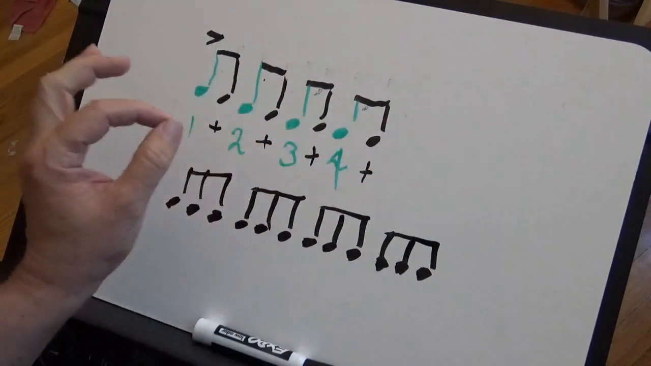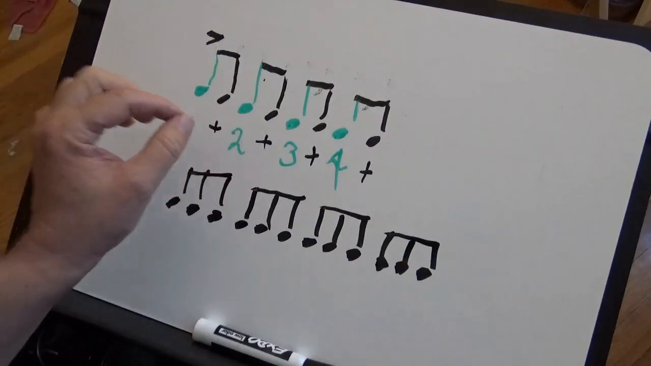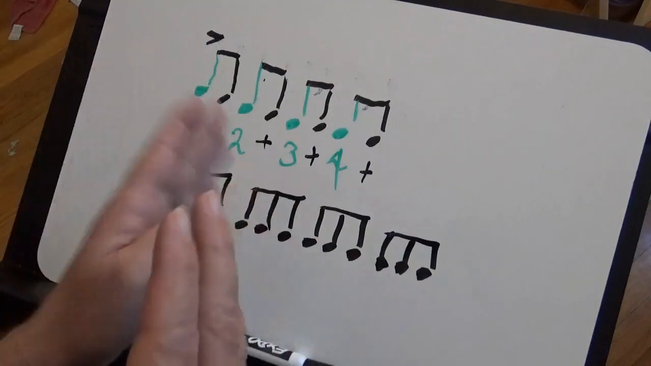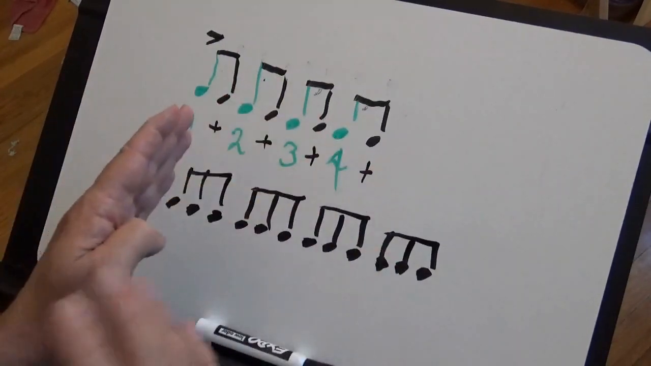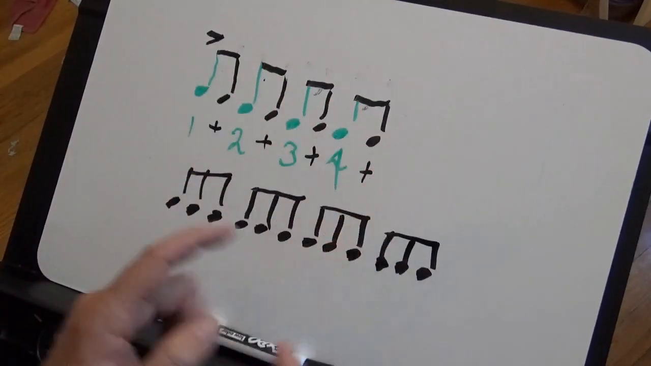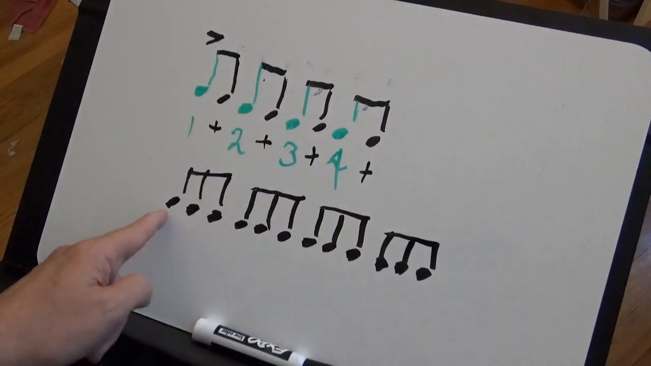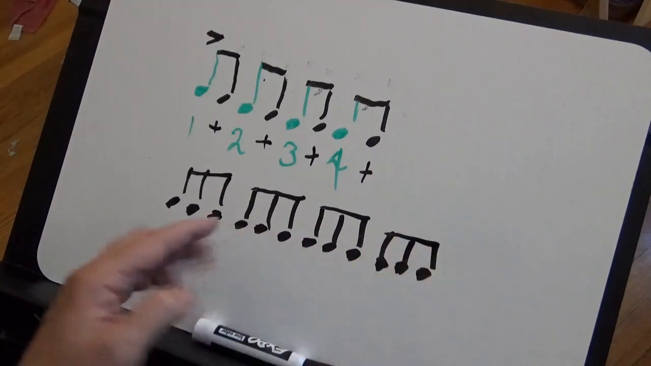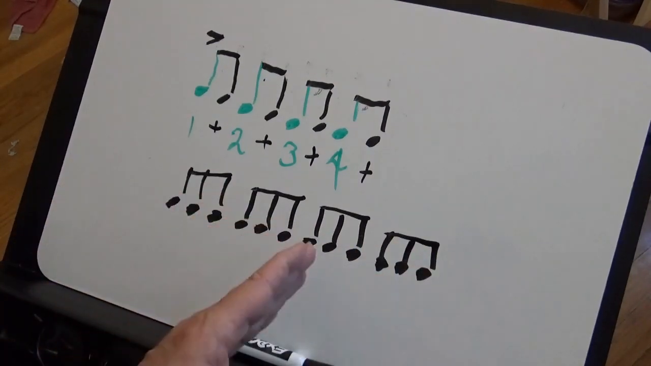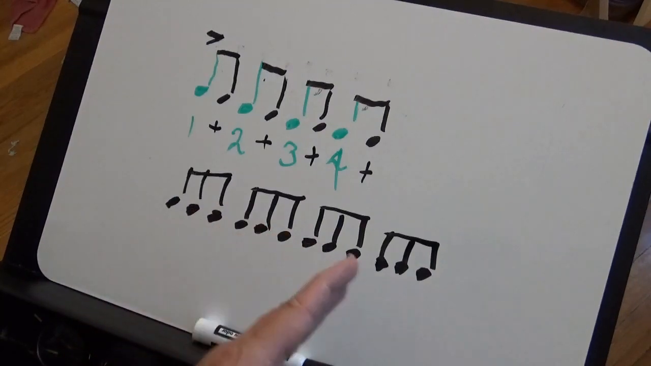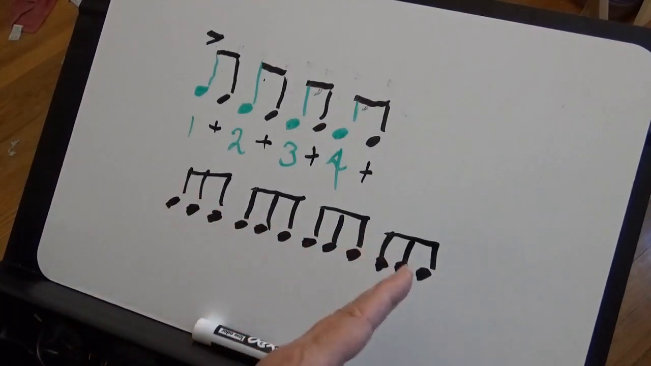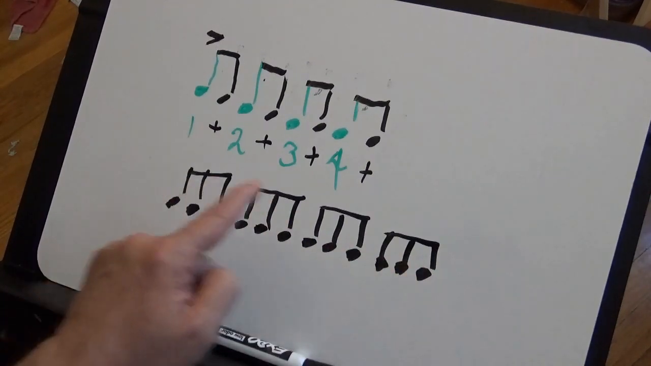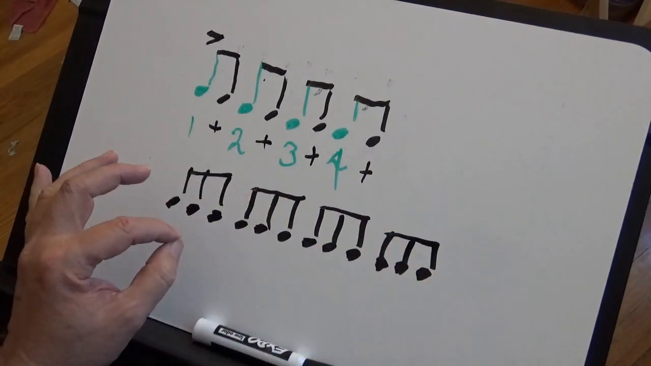Simple time because the beat is divided in half. 1 and 2 and 3 and 4 and 1 and 2 and 3 and 4 and. But here, each of these groups of 3 is a beat. And it's divided in 3. 1 and a 2 and a 3 and a 4 and a 1 and a 2 and a 3 and a 4 and a. This is compound time, not simple time.